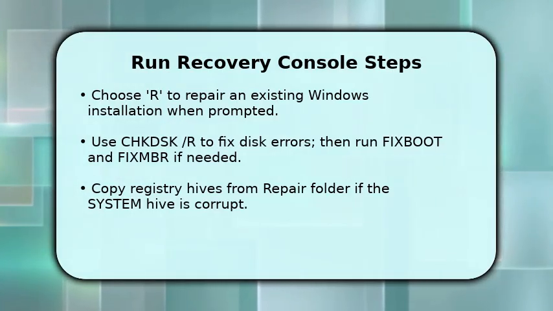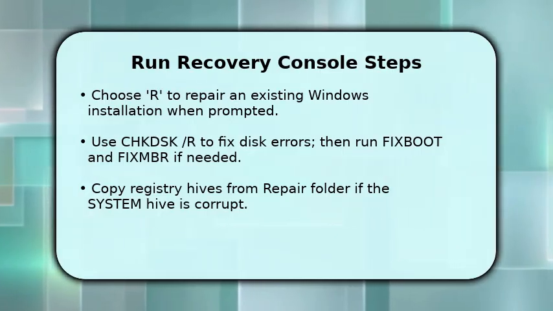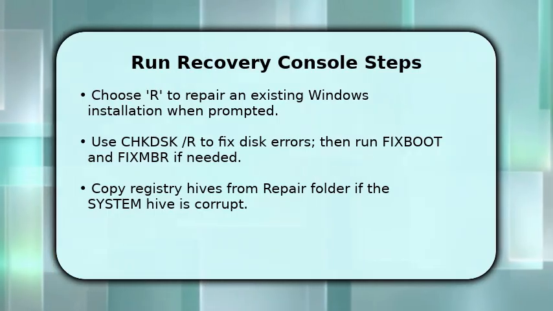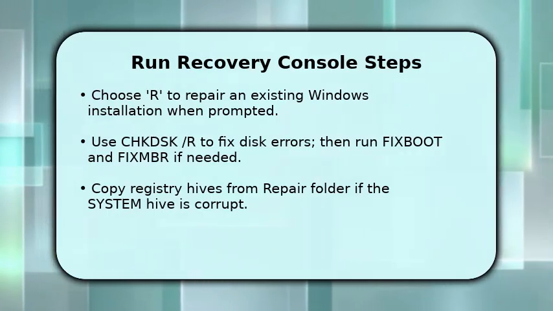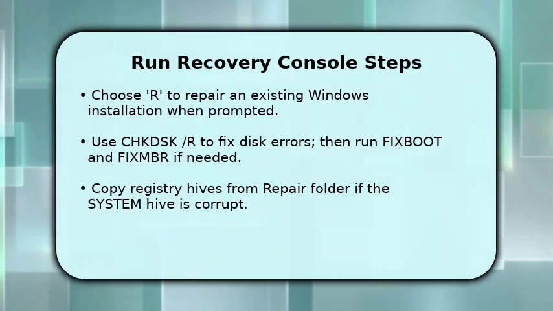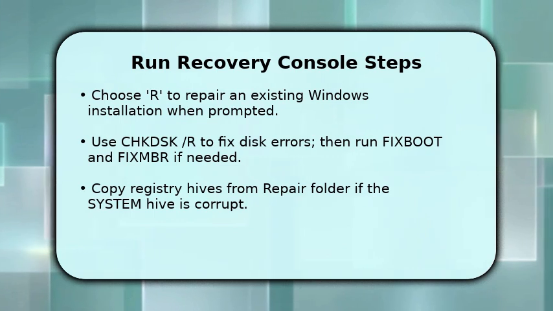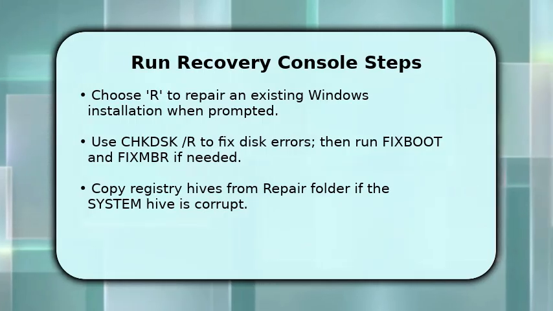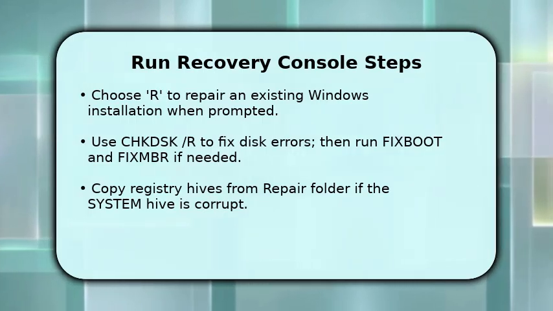If boot records are damaged, run fixboot and fixmbr to restore them. For registry corruption, copy the hives from C:\Windows\repair into C:\Windows\system32\config. This preserves user data while restoring system configuration. Make sure to note any errors printed.